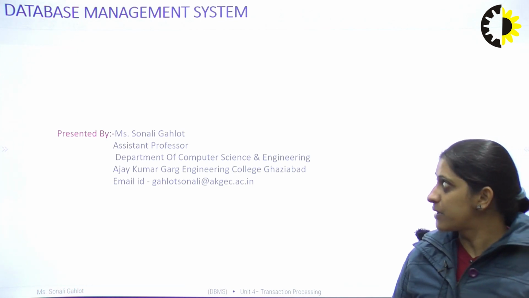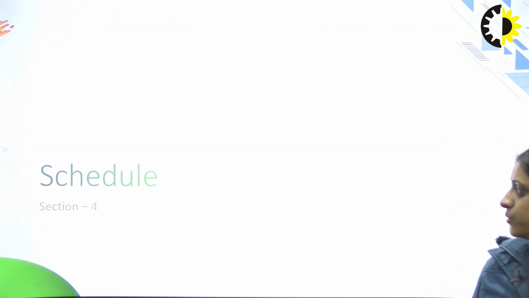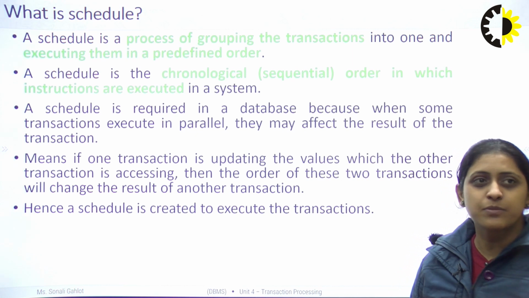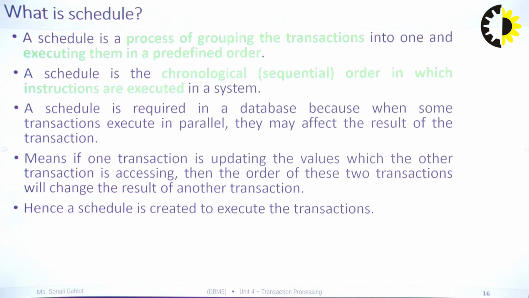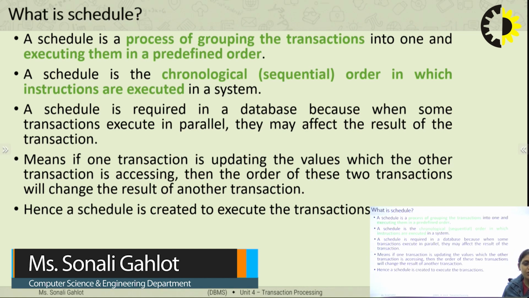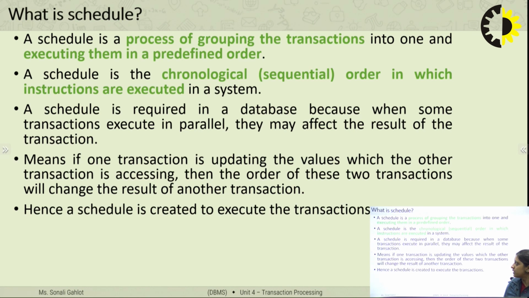And now my topic is scheduling. What is scheduling? First of all, I want to discuss what a schedule is. A schedule is a process of grouping transactions into one and executing them in a predefined order. Scheduling is the chronological or sequential order in which the instructions are executed in a system.